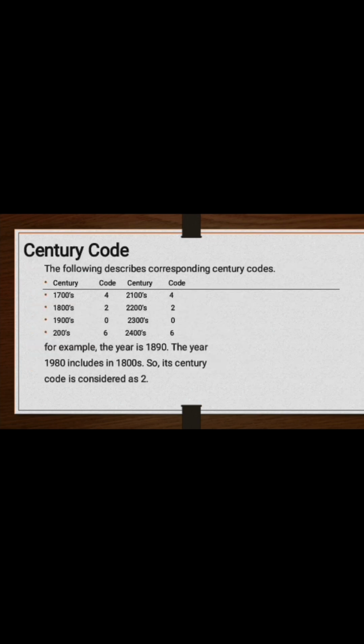Century code. The following describes the corresponding century codes. In century, we have 70s, 80s, 90s, 20s, 2100, 2200, 2300, and 2400, wherein the codes are 4, 2, 0, 6. For example, the year is 1890. The year 1980 is included in the 80s. So, its century code is considered as 2.